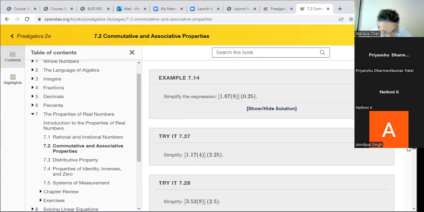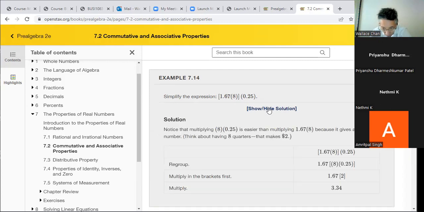So now let's take a look at this one. Simplify this expression. Now again, if you do the first two numbers, they look very difficult, but if you do the second and the third one first, it will be much easier. Do you know what is 8 times 0.25? 2. Very good. So now once you figure out this is 2, then you go 2 times 1.67. It's much easier, right? So what's the answer of that? 1.67 times 2 is 3.34. Very good, very good.